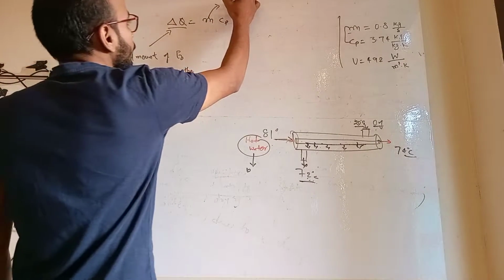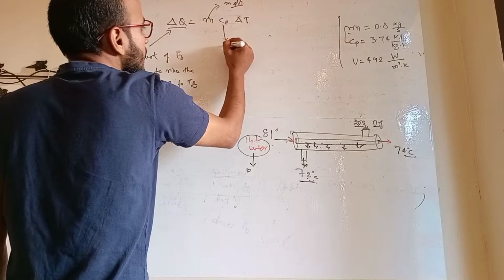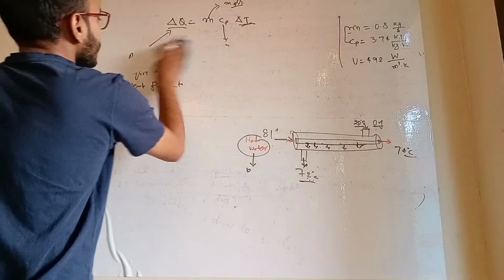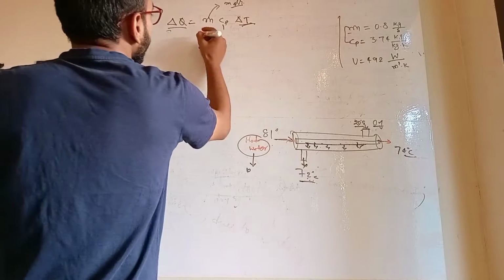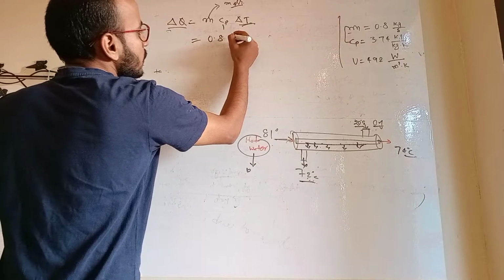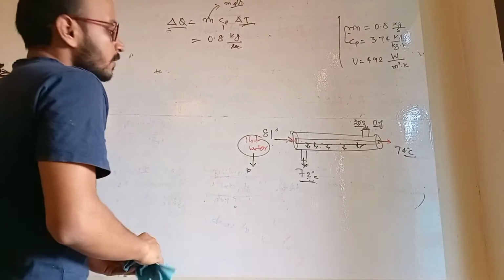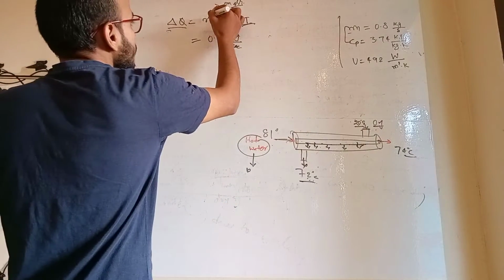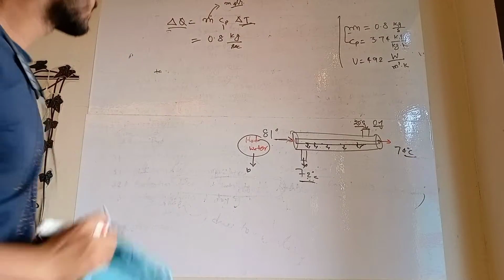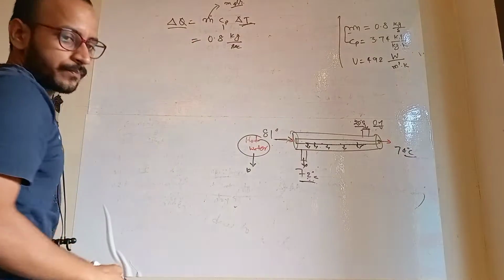Here m is the mass of that matter, Cp is the specific heat, and delta T is the temperature difference. Based on the given data we will calculate delta Q, and here m is given as 0.8 kg per second. It is not mass, it is mass flow rate that is given, so it doesn't matter, you can write mass flow rate. So here we will get kilojoule per second.